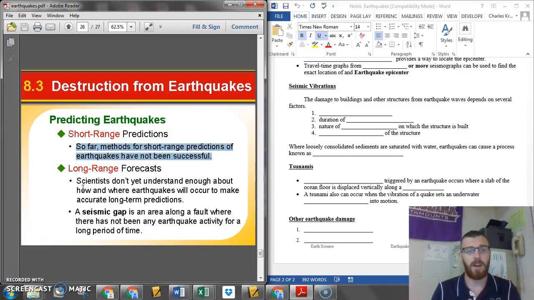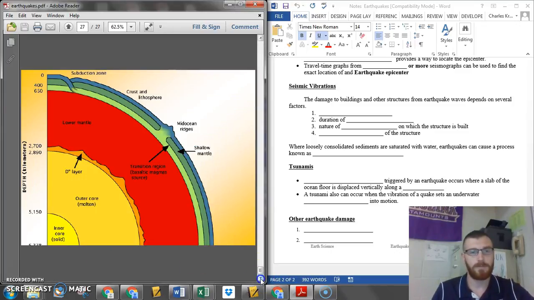So a seismic gap is an area along a fault where there has not been any earthquake activity for a long time, and it kind of makes everybody think that, hey, this might happen soon. Okay, and that's all for these notes.